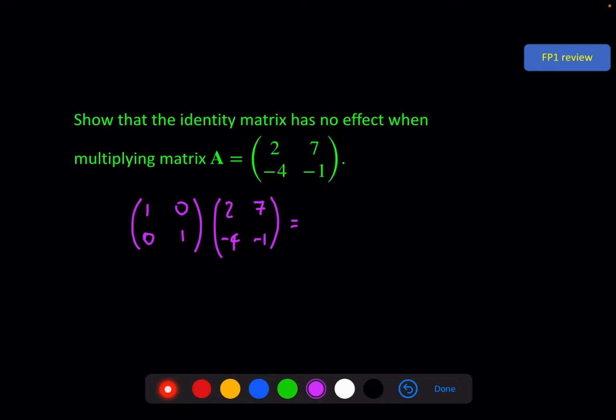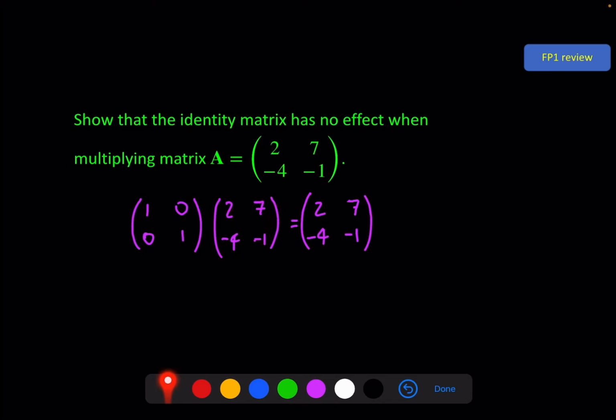And we can show it has no effect by going ahead and doing the multiplication. This times this is 2, plus 0 gives a 2. 1 times 7 plus 0 times minus 1 is a 7. 0 minus 4 is a minus 4. And finally, second row, second column, 0 take away 1 is a minus 1. And we can see that that's the same matrix as we had here.